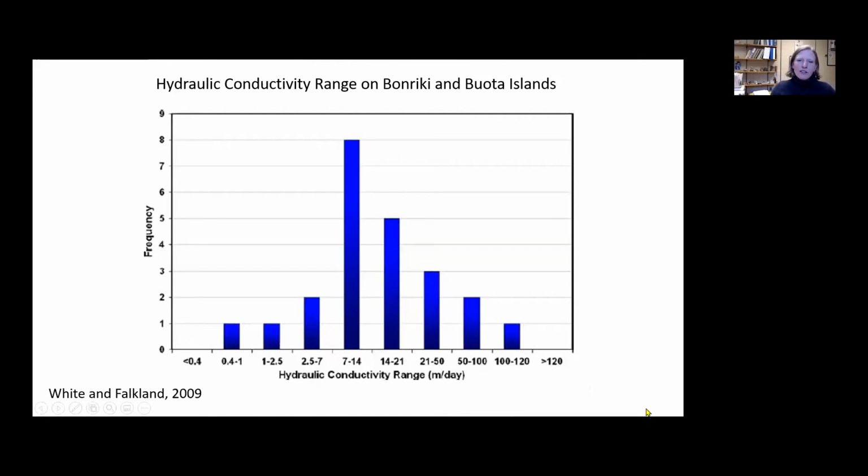This is a data set, particularly for my hydrogeology students who have joined us today, because they'll know what this means. We've got a histogram here of hydraulic conductivity ranges. Hydraulic conductivity is a measure of the velocity of the water through the subsurface. These values are very high, 7 to 14 meters per day measured on Bunriki. That's really fast water moving through the subsurface. It's probably about the fastest on the planet. You can move a lot of water through the system, which means you can't hold on to it necessarily, can't keep it there, and salt water can do the same.